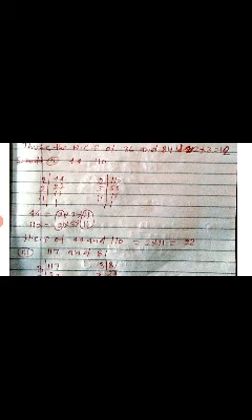And 110 divided by 2, 2 fives are 10, you get 55. 55 divided by 5, you will find 11. 11 divided by 11, you will find 1. 44 is equal to 2 into 2 into 11, and 110 is equal to 2 into 5 into 11. Here 1 pair of 2 and 1 pair of 11. So the HCF of 44 and 110 is equal to 2 into 11 is equal to 22.